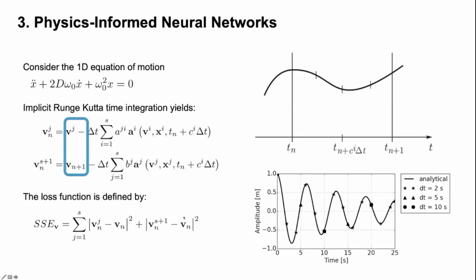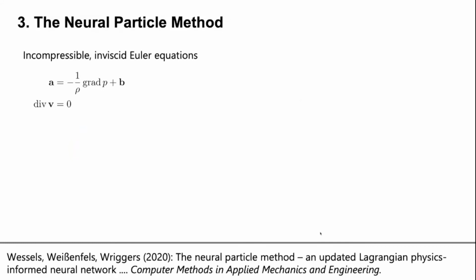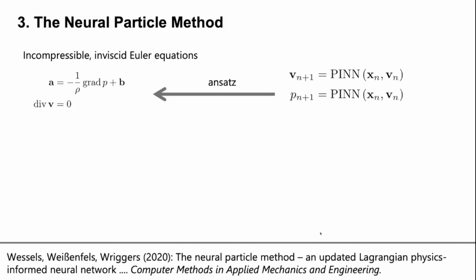And what we can see here in this example is that we can realize very, very large time steps. So we start here and use a time step of 10. We can jump over entire vibration cycles. So this is very, very interesting because we can realize very high order Runge-Kutta interpolants. And this I applied then in a paper of last year for two incompressible inviscid Euler equations shown here. And the PINN ansatz is then the same. We use a neural network as an ansatz for the velocity and for the pressure.